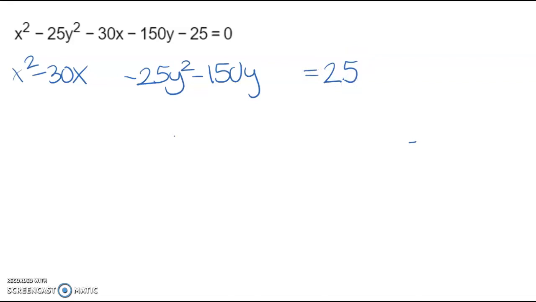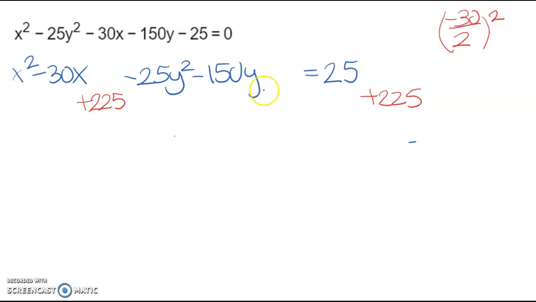Okay, so now I have to complete both of these squares. For the x squared, it's nice because we have a number 1. So in order to finish this square, we need to take that negative 30, divide by 2, and square it. So that will give us 225. And whatever you add to one side, you also have to add to the other side.